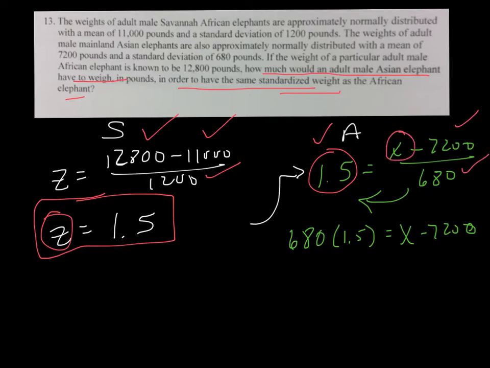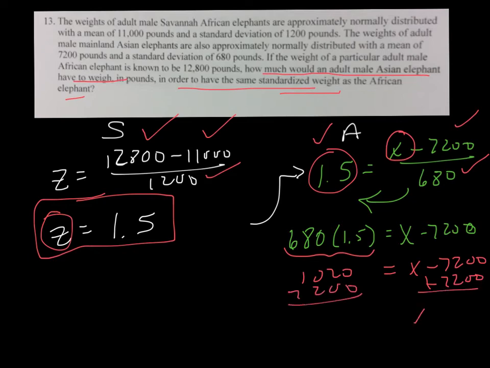I then multiply both sides by 680, so 680 times 1.5 is 1,020. I then add 7,200 to both sides, and the weight of an Asian elephant with the same standard score would have to be 8,220 pounds.